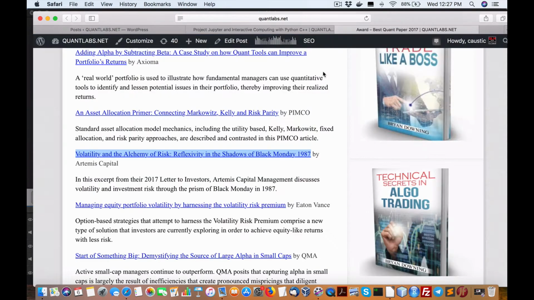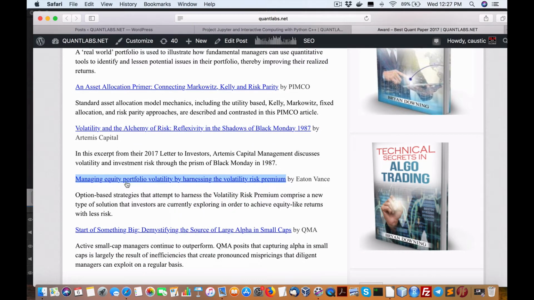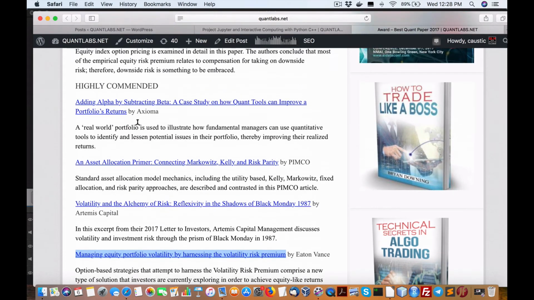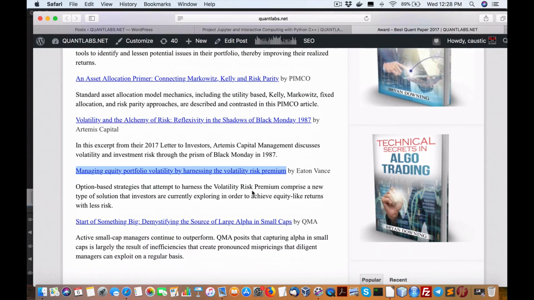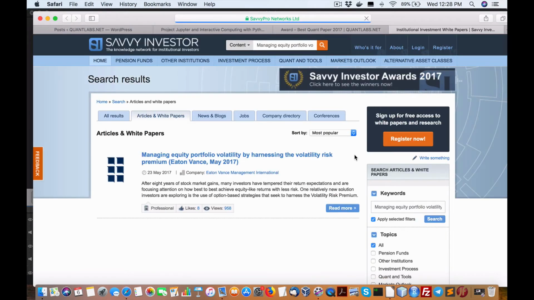Okay, this article looks like it's not found, but it's called Volatility, Alchemy of Risk, Reflexivity, Shadows of Black Monday 87. Okay, that can't be found. Managing equity portfolio. Again, portfolio. Asset allocation, which is portfolio. Again, this is portfolio. This is the important stuff of what asset managers need and trading.